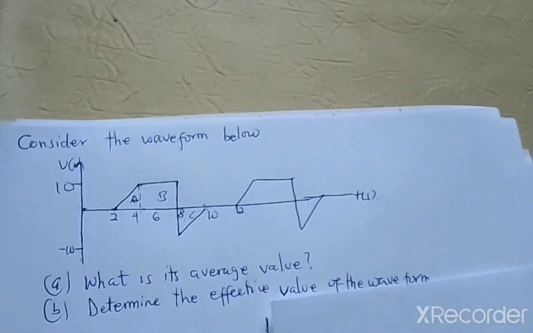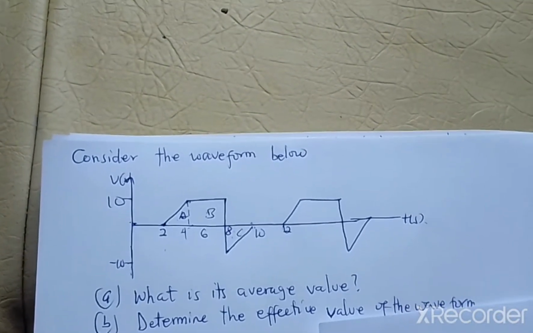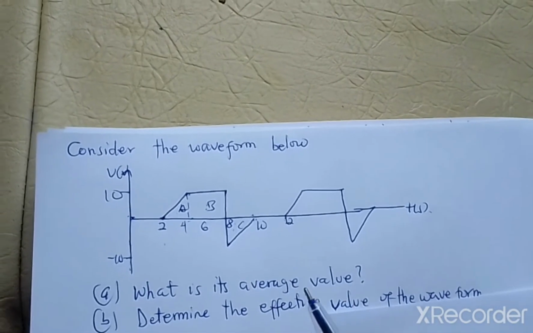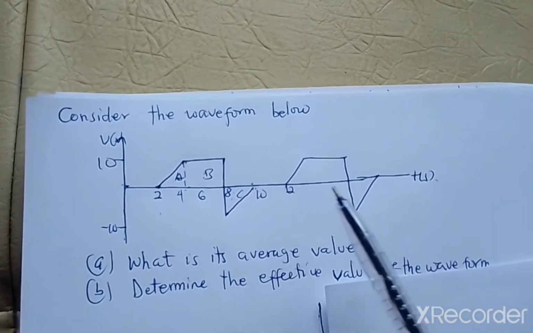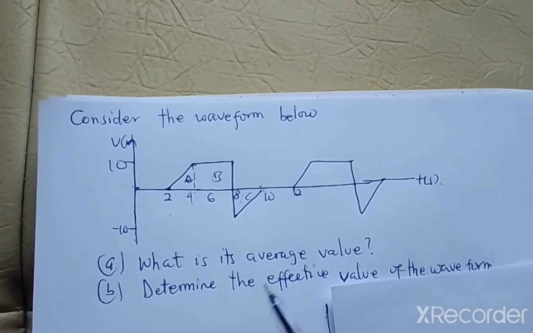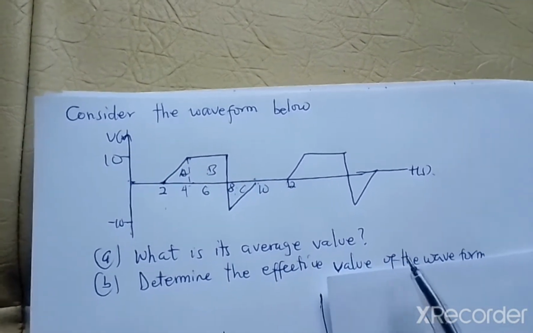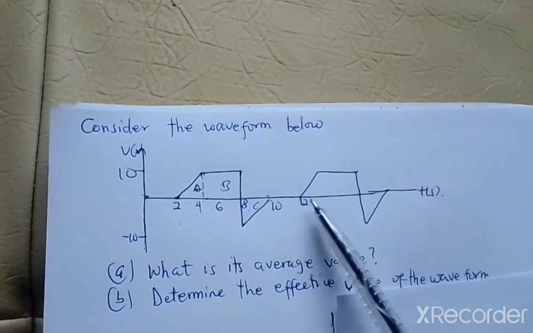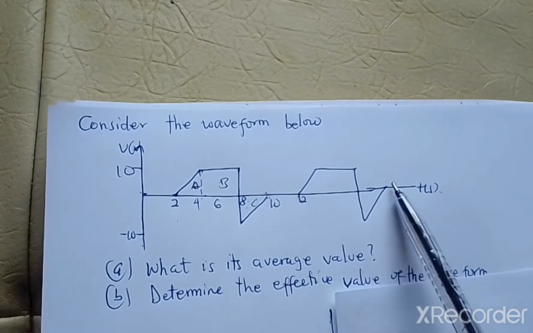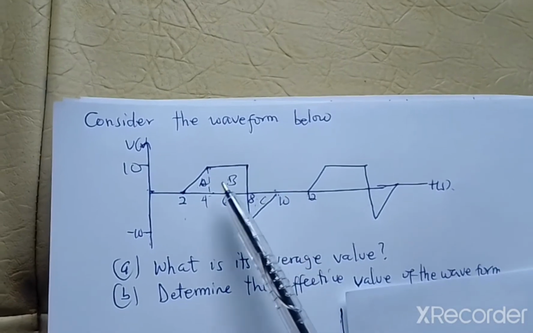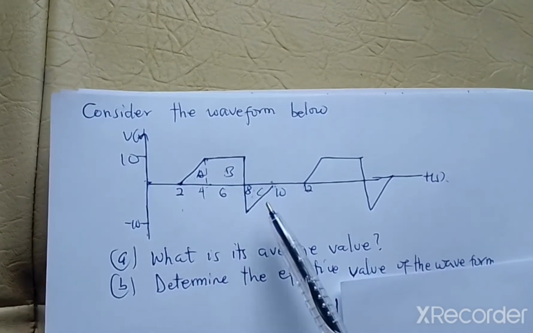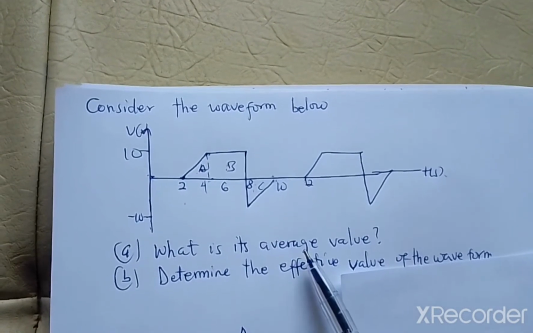Hello viewers, in this video we are going to talk about finding the RMS of a waveform. We have a waveform here, so you should consider the waveform below and determine the average and also the effective value of this waveform. From here we can see that this waveform looks like a trapezium and an inverted right angle triangle. By a trapezium we can cut a right angle triangle and we get a rectangle here. So from here we move straight to finding the average.